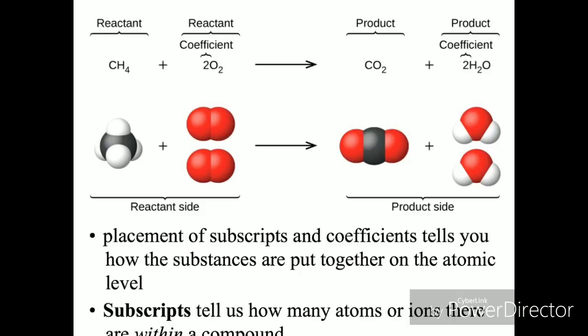So notice that when we have O2, that means I have 2 oxygens. But this 2 tells me I have 2 of those entire units. Again, we can see this with water. So water is H2O. So we have 2 hydrogens and an oxygen in 1 water. But this coefficient of 2 means that I have 2 water molecules.